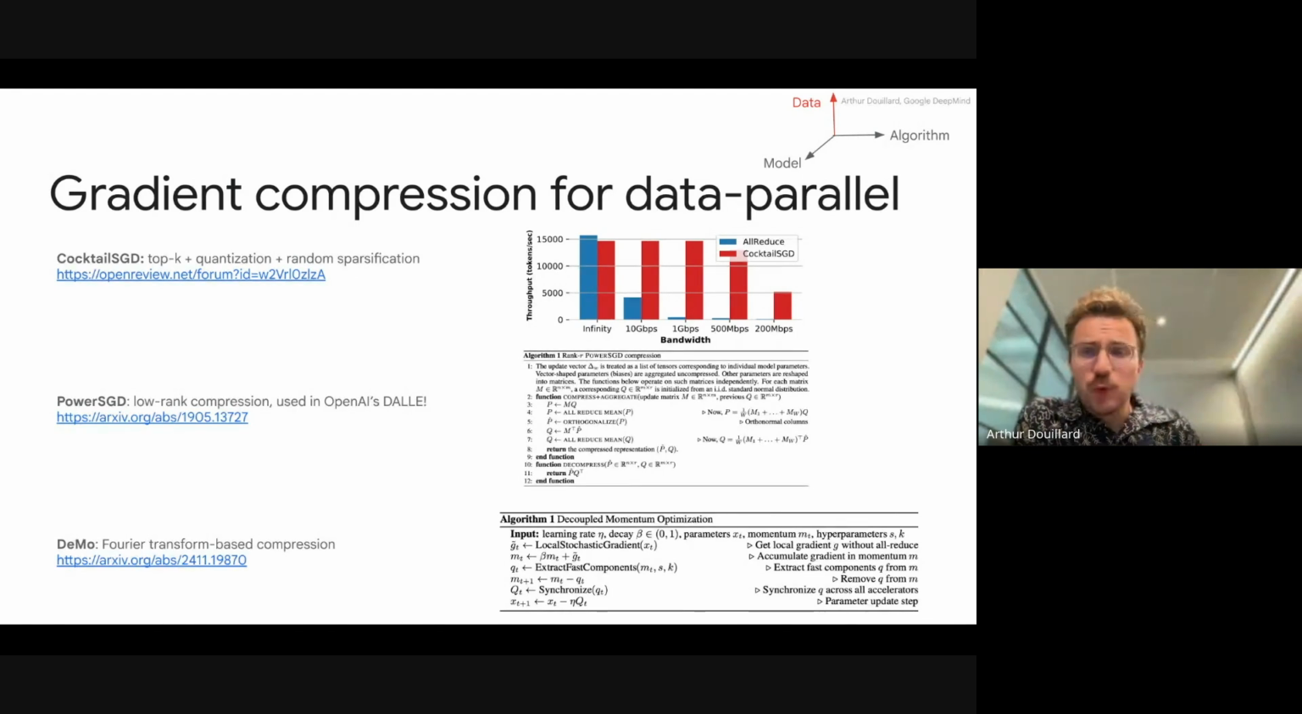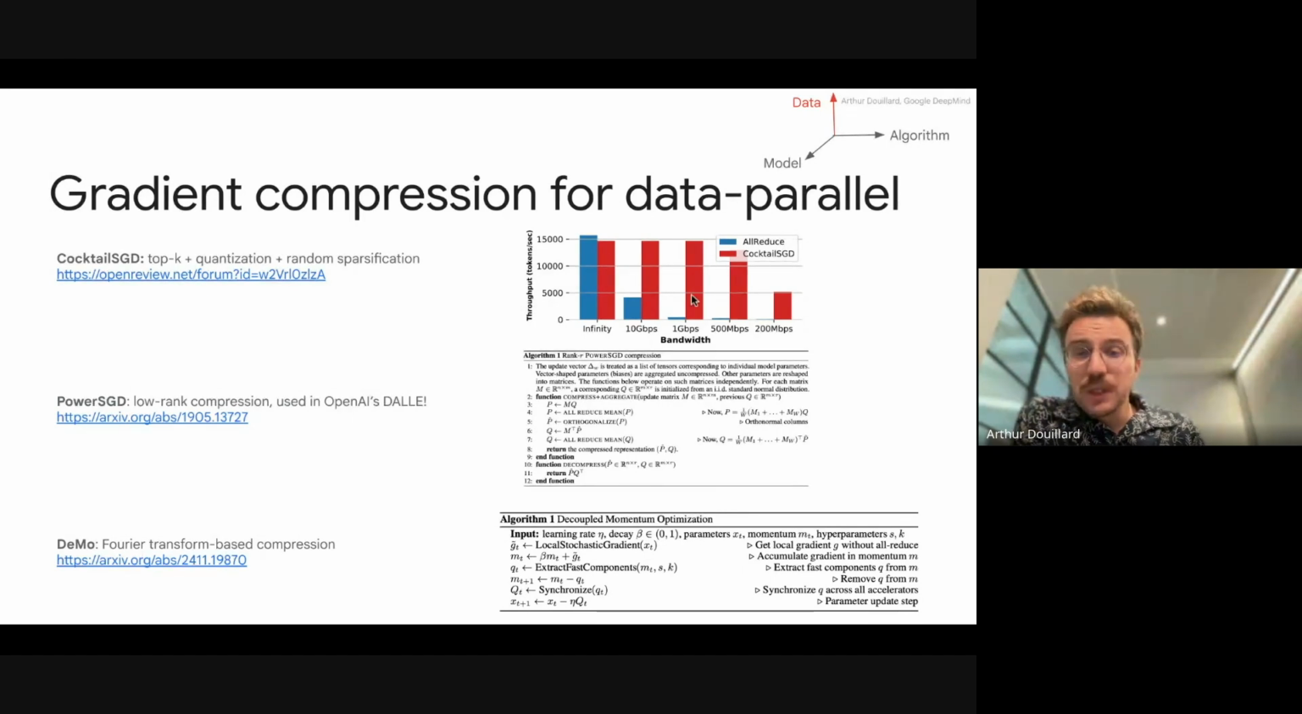So there are, for example, three papers that are quite famous. Cocktail SGD proposed to combine multiple compression methods. So top K, where you only take the top K values. Then quantization. I think you can quantize down to float4, I think they do, so with only 4 bits per parameter. You can also do random sparsification. So you randomly drop some values. It's similar to a dropout, but here applied on the gradients.